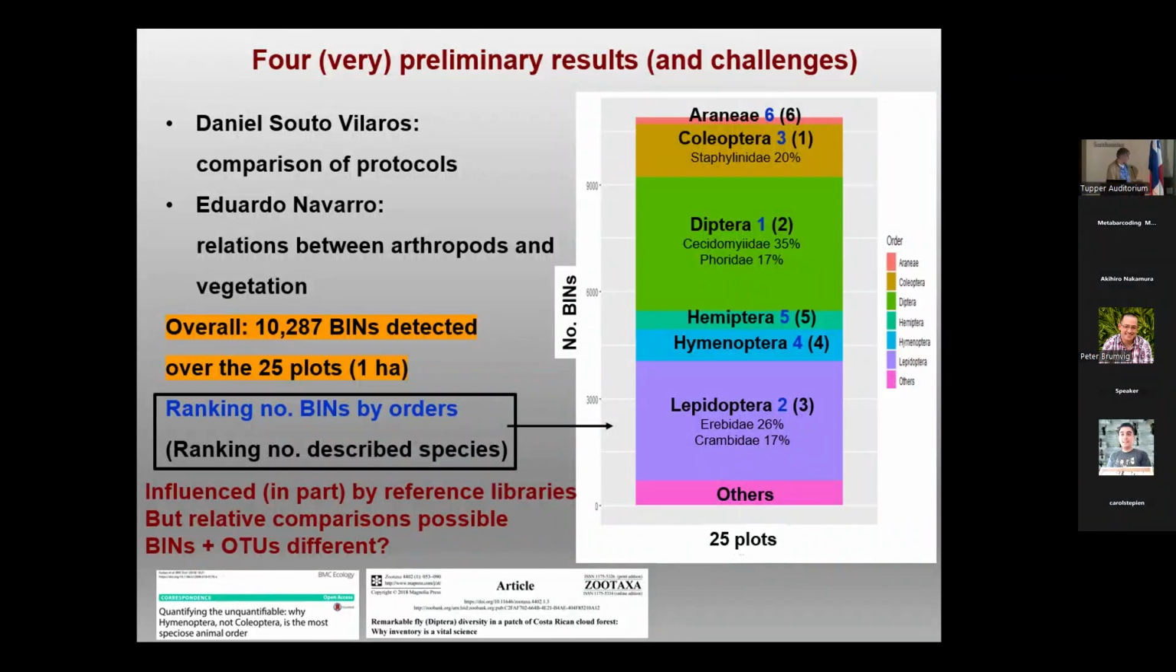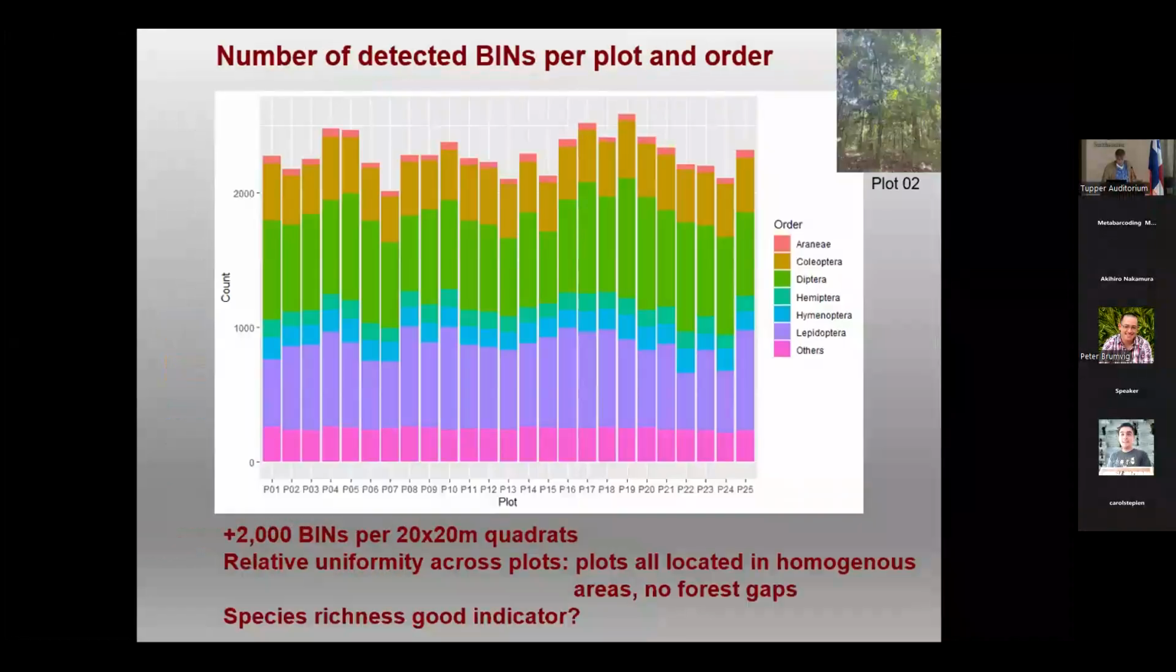Another possibility is that here we only consider barcode index numbers, BINs, and we also have lots of OTUs, which we believe do not qualify as species because they have no voucher. We don't know what they are, the sequence length is extremely low, and so on. But you could maybe argue that if we put those all together, instead of considering only the BINs, you might have something closer to the reality. So that's one thing to consider.